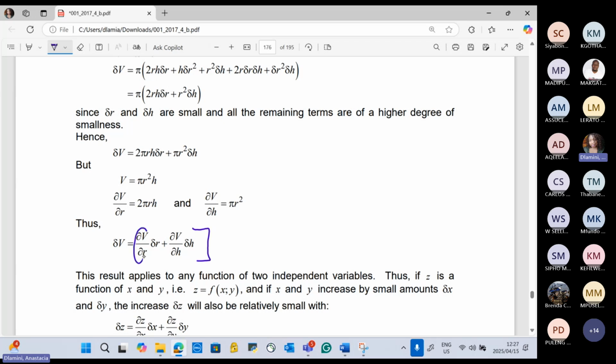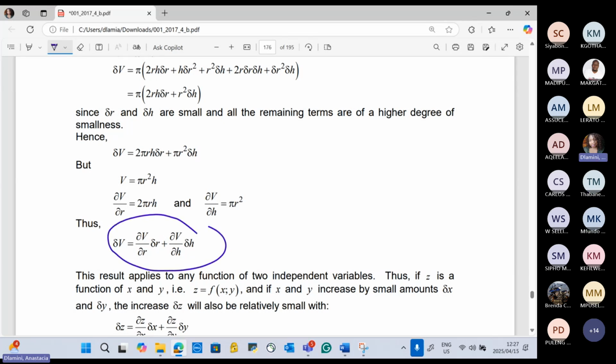You then say the partial derivative of V times the small change in R plus the partial derivative of V with respect to H times the small change in H. So meaning that if, for example, the volume of something decreases or increases, say you have a volume of 5 cubic meters, and then there's a small change, whether it increases or decreases, how do you calculate that change? This is how you're going to calculate the change.